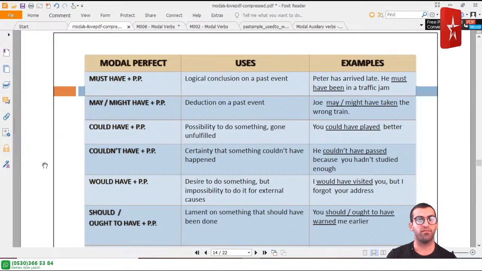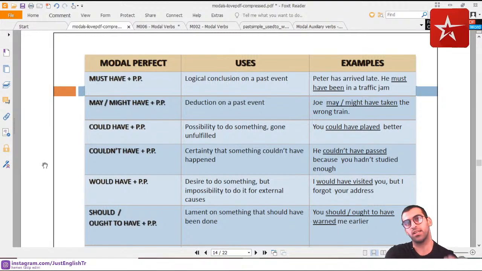Should have, ought to have, like a lament on something that should have been done. For example, if you regret something, for example, I should have studied a lot. I should have learned English at an early age. I should have learned. It means öğrenmem gerekiyordu. You should have warned me, or you ought to have warned me earlier. Yes, it means a lament on something that should have been done in the past. Yapılması gereken ama yapılmayan.